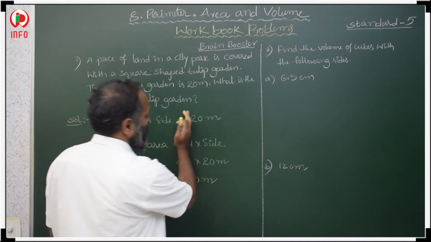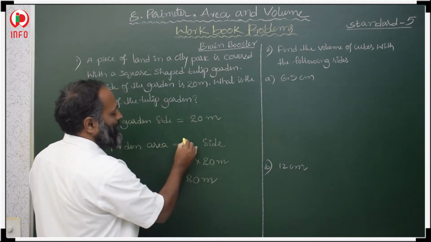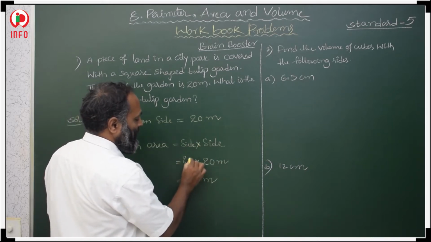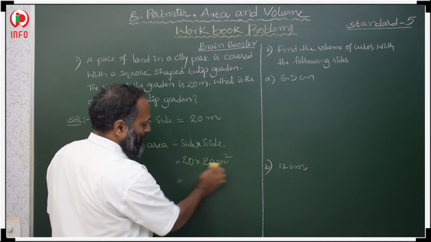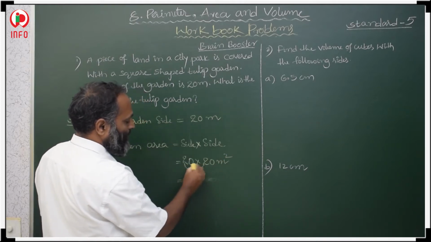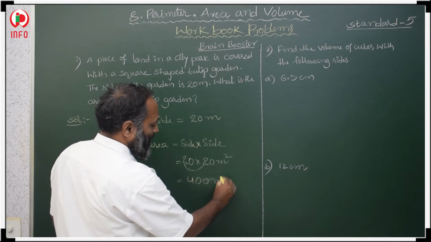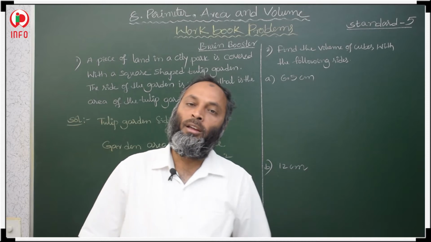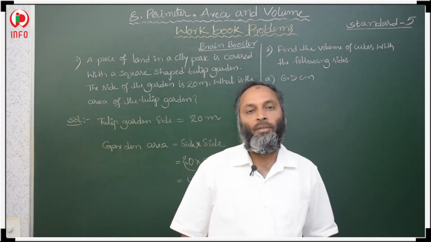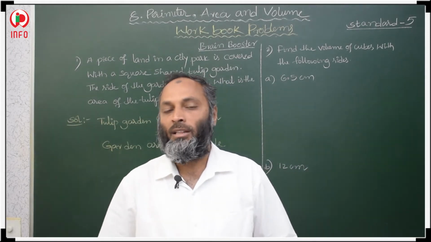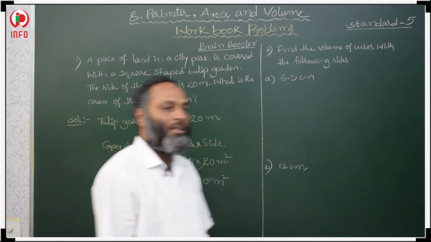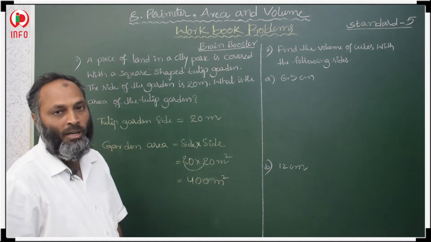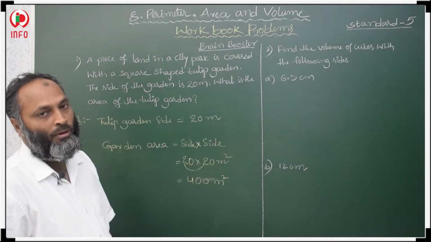So not 4 into side, this is perimeter. Side with side we have to multiply, that is 20 into 20 meter square. 2 2s are 4, 2 zeros we have to keep, meter square. So don't use the perimeter formula, we have to use the area formula. Area of a square is side into side, that is 20 into 20, and area is always in meter square, so that is 400 meter square. Area of the garden is 400 meter square.